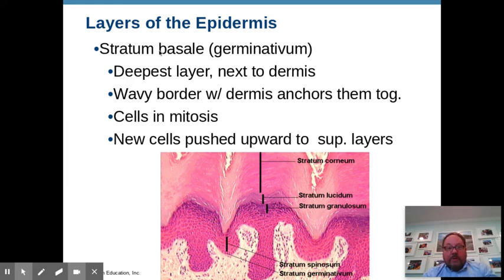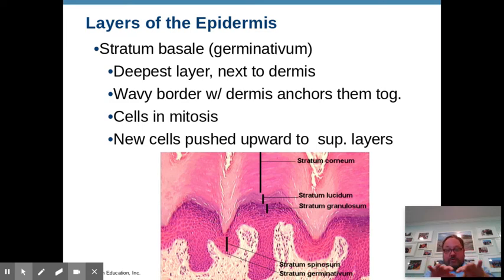The bottommost layer of the epidermis, at the border between the epidermis and the dermis, is called stratum basale. Don't worry about germinativum. But stratum basale, what I just remember is stratum basale is at the base. It's at the bottom of your epidermis. And that is where active mitosis is occurring.